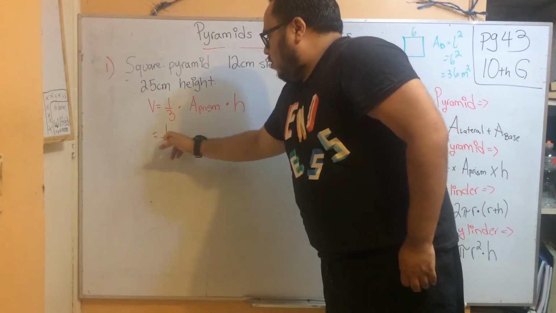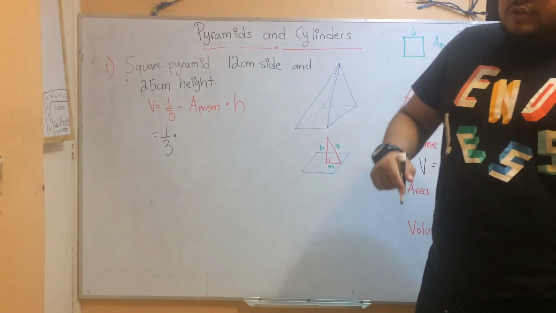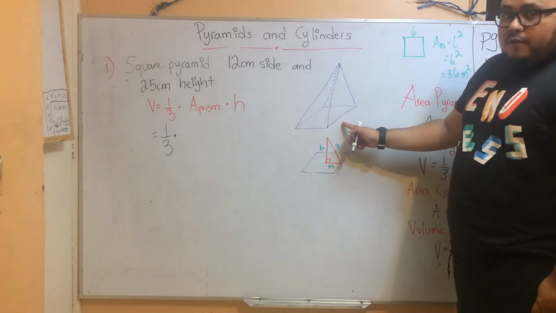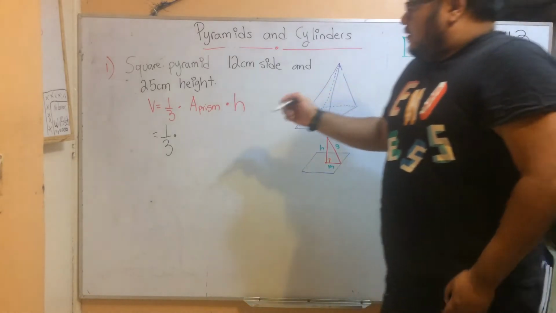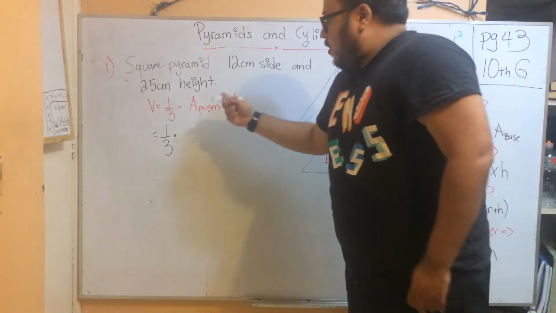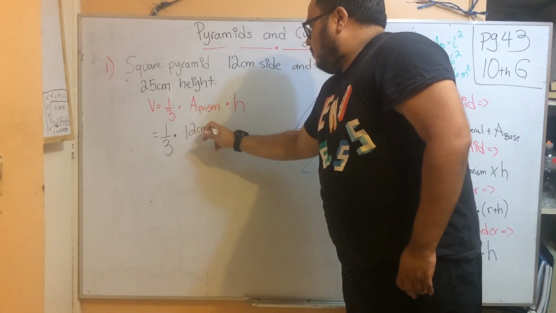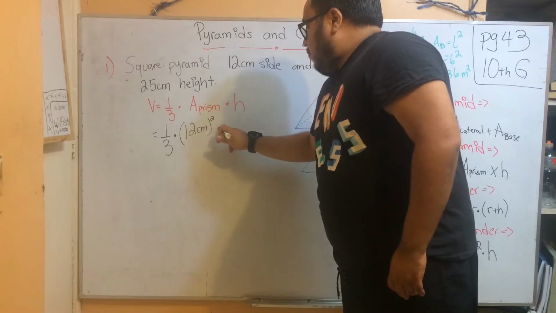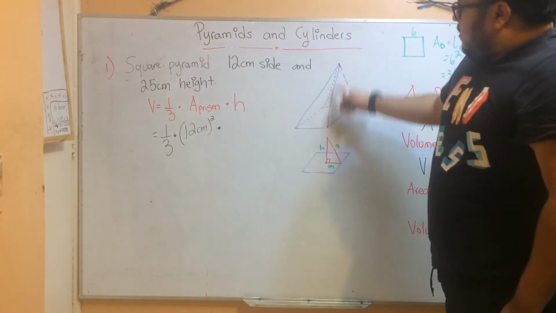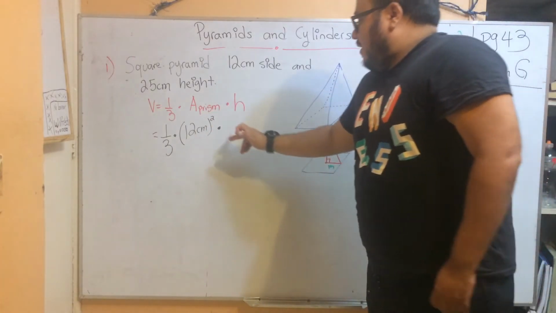So we have 1/3 times the area of the base. What is the area of the square? Side squared, right? If we know that the side is 12 centimeters, that means we have 12 centimeters squared. And then we multiply it by the height. The height of this pyramid is 25 centimeters.